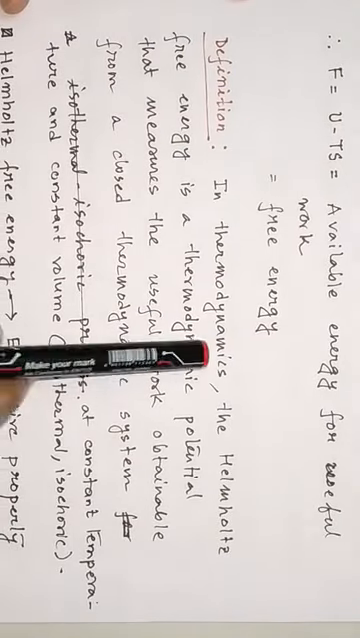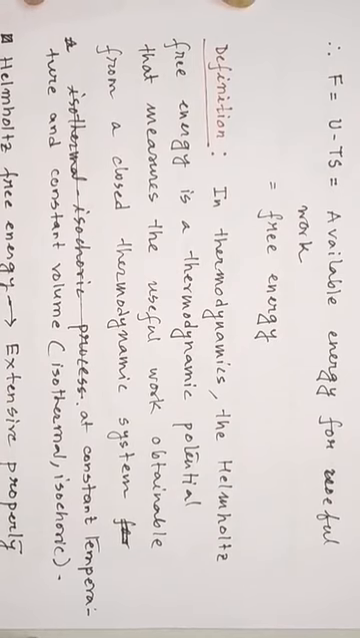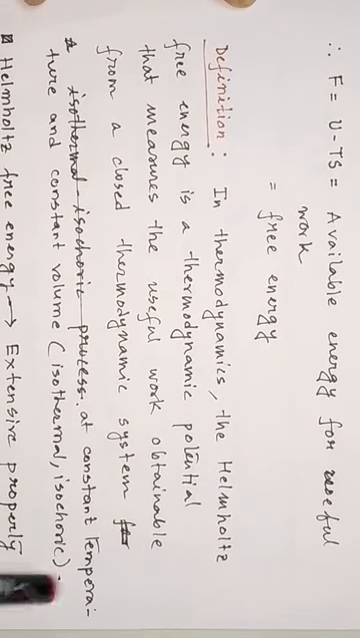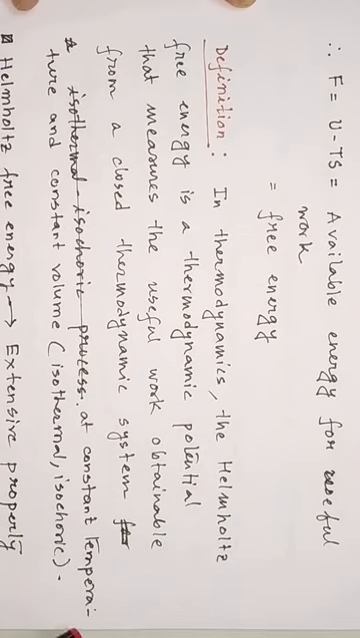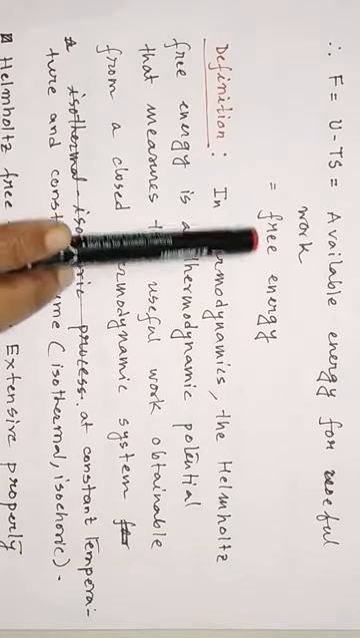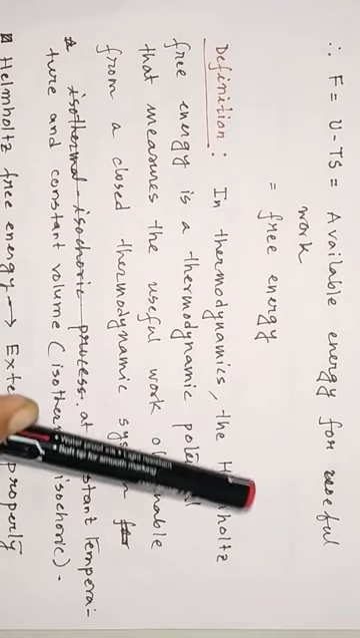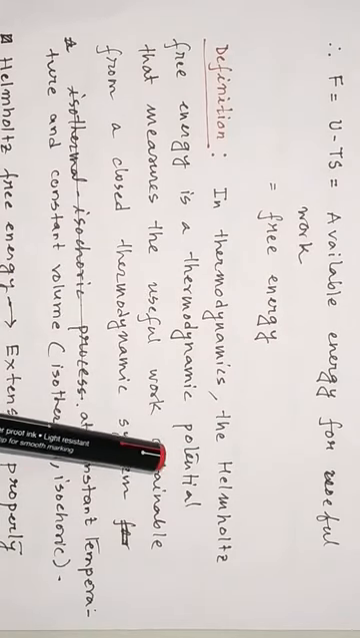So in thermodynamics, the Helmholtz free energy is a thermodynamic potential. We have already said why it is called a thermodynamic potential, because just like any mechanical system which tends to have minimum potential energy, any thermodynamic system at constant temperature and constant volume will also always try to be in the state of minimum Helmholtz free energy. That's why it is called a thermodynamic potential.